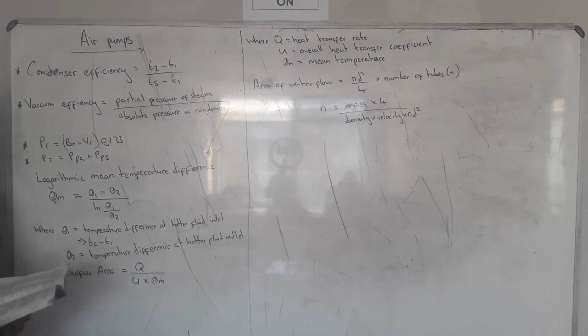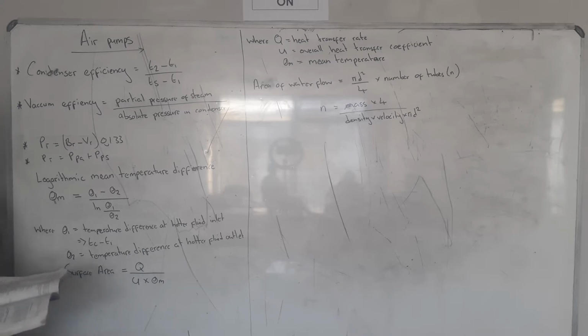Alright, okay. So the first formula that we have is to calculate the condenser efficiency. If they want you to calculate the condenser efficiency, it's going to be T2 minus T1 divided by Ts minus T1. Your T2 is the final temperature, T1 is the initial temperature, and your Ts is the saturated temperature.